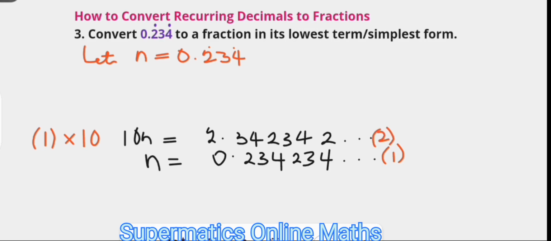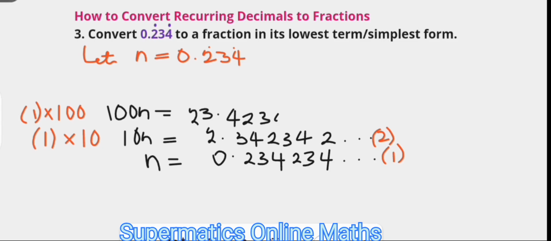However, the digits after the decimal point do not align, so we multiply by 100 next. Multiplying by 100 gives 100n equals 23 as the decimal point shifts 2 places to the right, so 23.42343, and that continues, still not aligning with any of the previous equations.